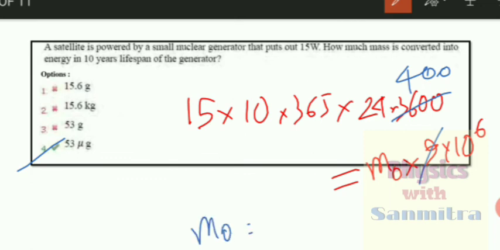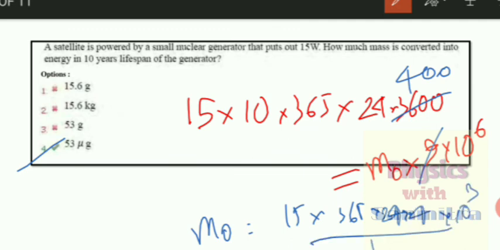M naught will come out to be 15 into 365 into 24 into 4 and 1 to 3, that is 10 to the power 3, and divided by 10 to the power 6, this is kg. And again for gram I can write one more 10 to the power 3 at the bottom, and this 10 to the power 3 will cancel out, and almost I am getting here. And if I count 1 2 3 4 5 6, so 6 digits after 2 digits, so I can write here 10 to the power 6 one more, then I am getting microgram, and almost this is coming close to 50. So I am also showing you how to solve the MCQ without calculator.